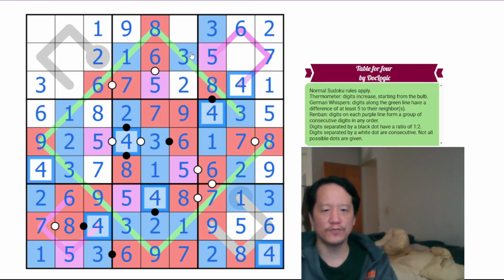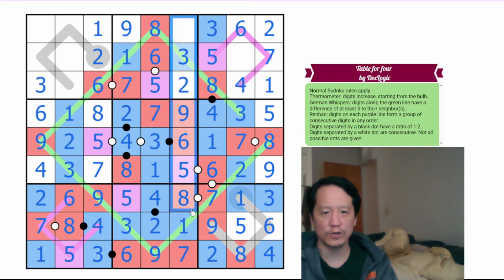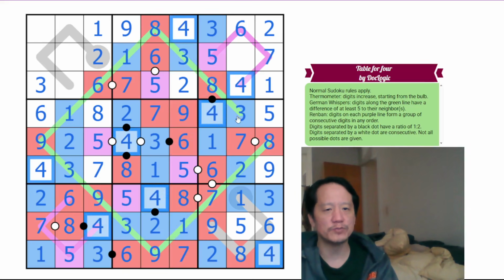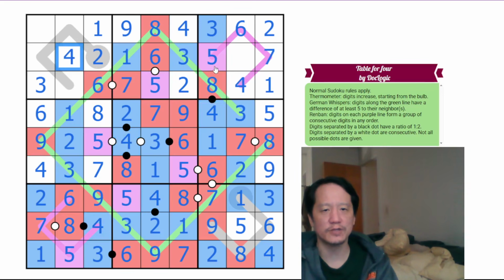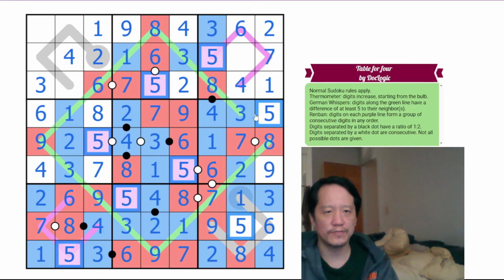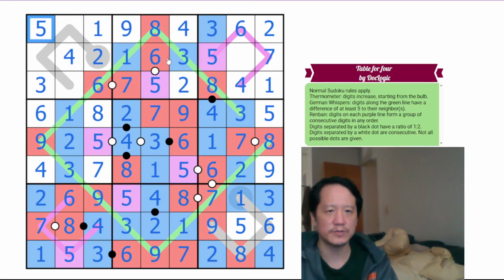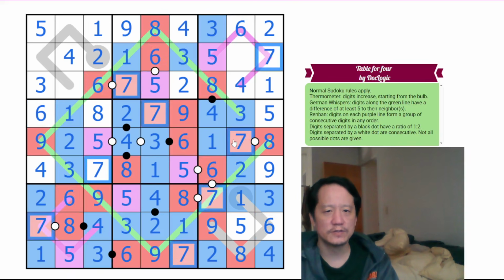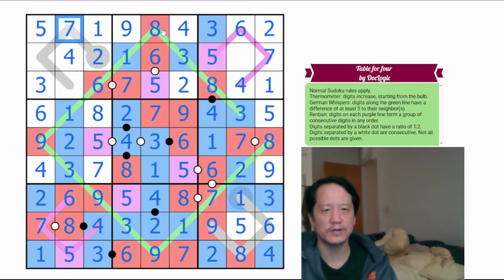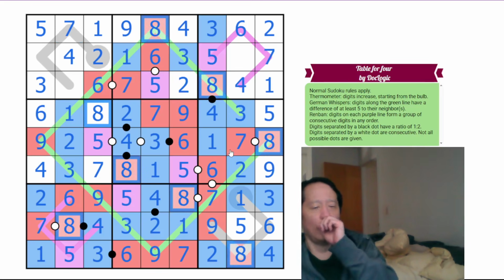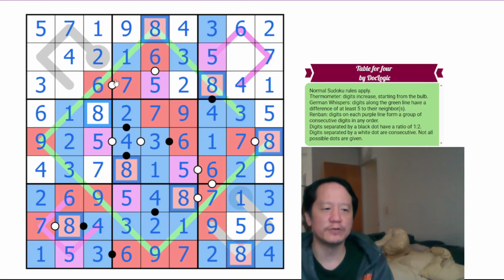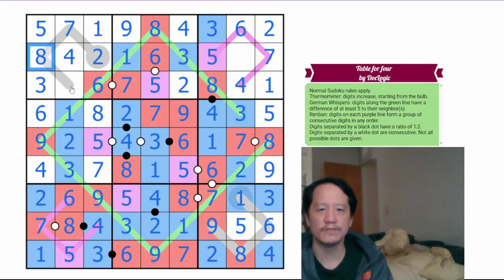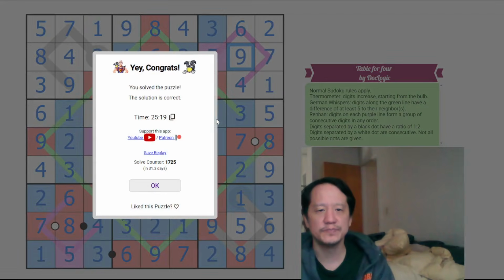4. We have 7 4s, but the remaining 4 in column 6 is here. So that means we have 8 4s now. We know where the last 4 has to be. It has to be there. 5. We have 8 5s. We know where the last 5 has to be. It has to be there. 6s, we should have all of them. 7s, we have 8 7s. We know where the last 7 has to be. It has to be there. 8s, we have 8 8s, we know where the last 8 has to be. It has to be there. And the last digits remaining are 9s.